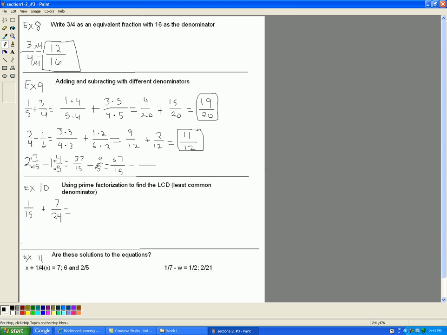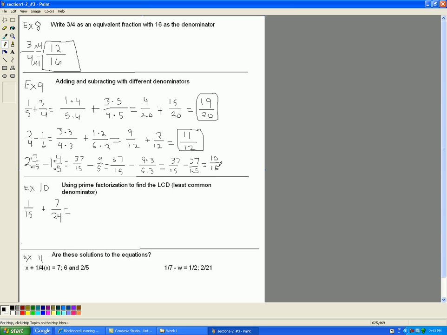minus, now if we want 15 on the bottom over here, we've got to say 5 times 3. And if we multiply by 3 on the bottom, we've got to multiply by 3 on the top as well. So that's going to be 9 times 3. And that's going to equal 37 over 15 minus 9 times 3 is 27 over 15, because 5 times 3 is 15. 37 minus 27 is 10 over 15.